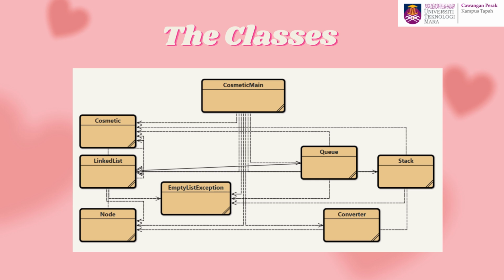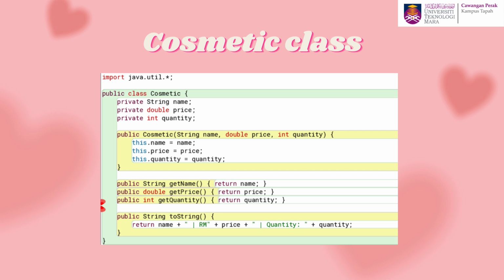These are the classes that I created. The main structure of classes remains the same: core classes such as cosmetic, cosmetic main, linked list, node, and empty list exception. I have updated and added the classes called queue, stack, and converter for this assignment too. Now, let's move to the first class, which is the cosmetic class.